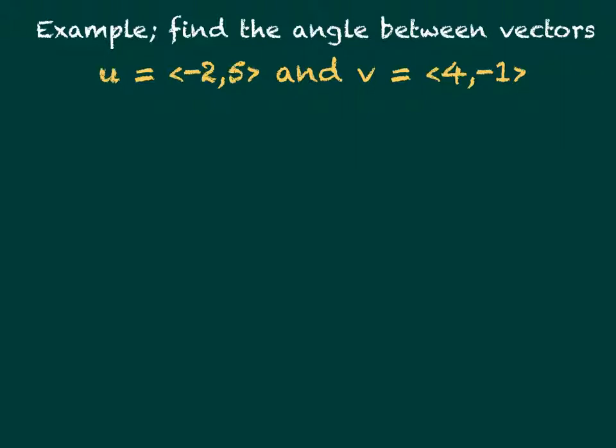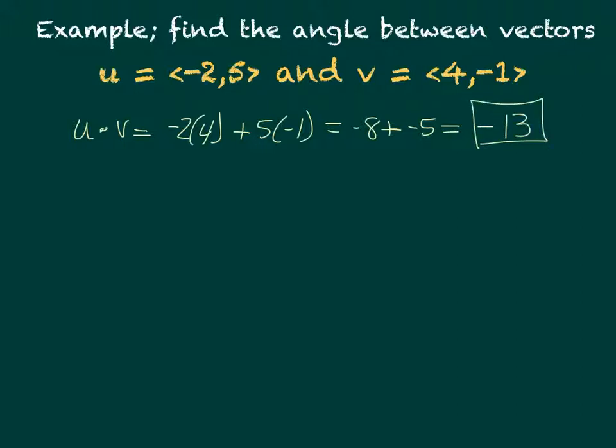Okay, so for this first example, we have u is (-2, 5) and v is (4, -1). So we want to find u dot v, which is going to be -2 times 4 plus 5 times -1, which is going to equal -8 plus -5, which is -13. So that is my numerator.